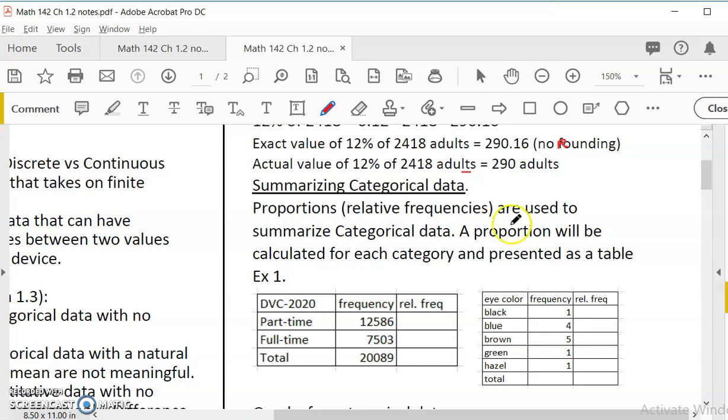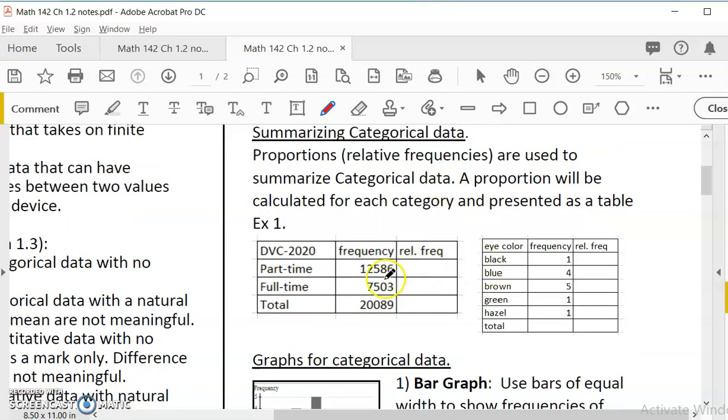So now after we master all those percent calculations, we are ready to summarize categorical data. The first step of summarizing is counting what belongs to every category. So for example, part-time, full-time, you count the number. Now you're ready to do relative frequency. To do relative frequency, we have the total, right? We want to know this part out of the total.